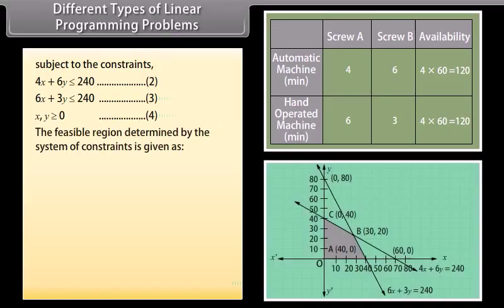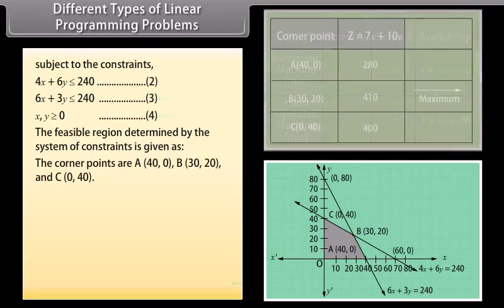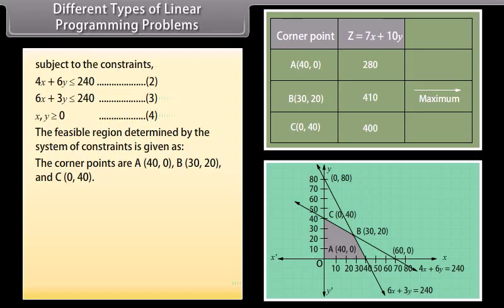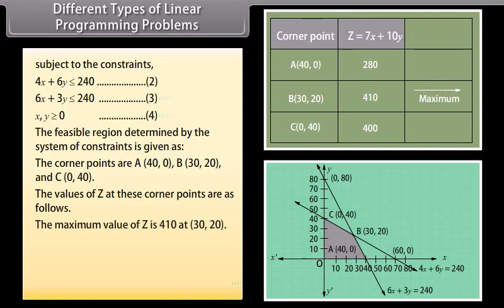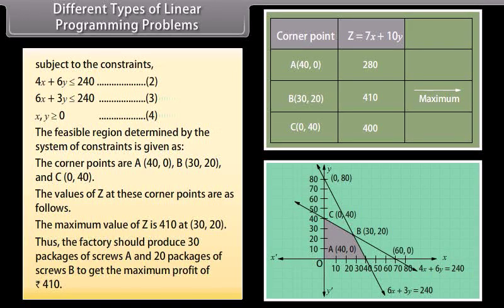The feasible region determined by the system of constraints is given. The corner points are A (40, 0), B (30, 20) and C (0, 40). The values of Z at these corner points are as follows. The maximum value of Z is 410 at (30, 20). Thus, the factory should produce 30 packages of screws A and 20 packages of screws B to get the maximum profit of Rs 410.